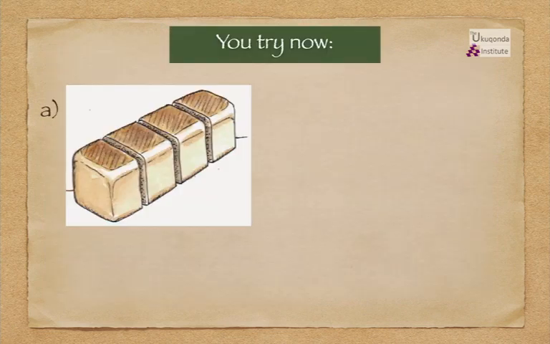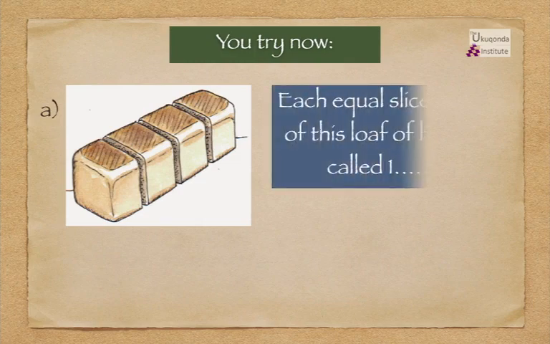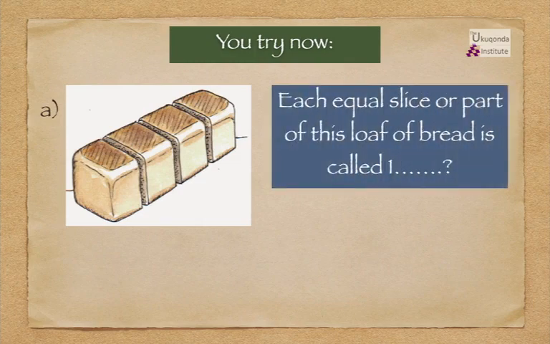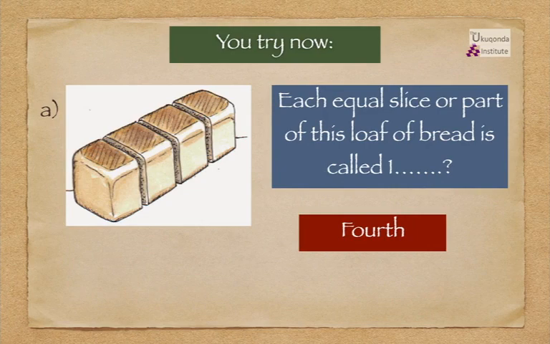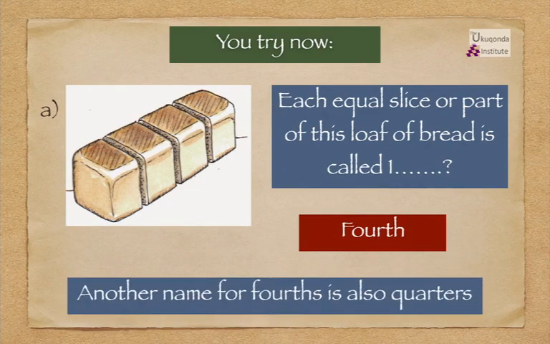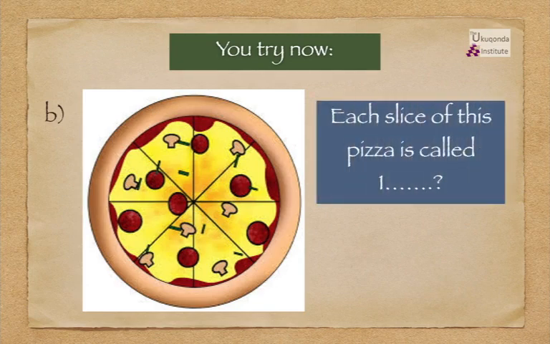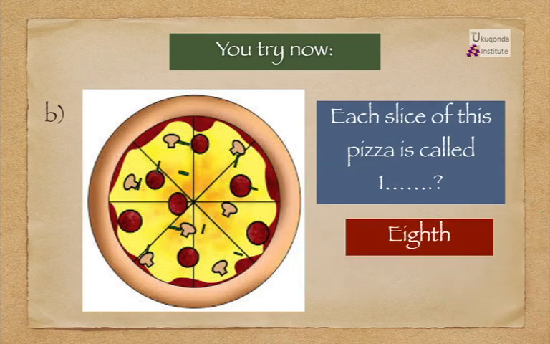Here are some for you to try now. Have a look at the picture and then write down what each equal slice or part of this loaf of bread is called. Pause the video, try the answer, and when you're ready, continue to see the correct answer. Each of these is called 1/4. Another name for fourths is also quarters. Here's another one. Each slice of this pizza is called 1 what? Yes, 1/8. There are 8 equal parts, so each part is called 1/8.